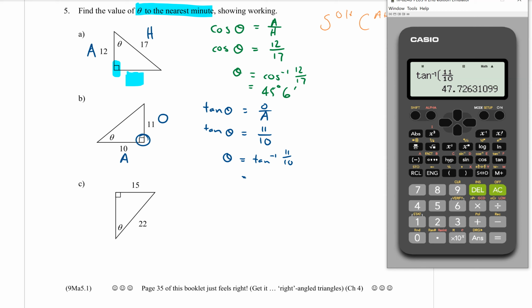Okay, so we're doing degrees and minutes. We push our bubble button. 47 degrees, 43 minutes. So that's the ones I want. But because it's 34.72 seconds, it's going to round up again to be 47 degrees, 44 minutes.